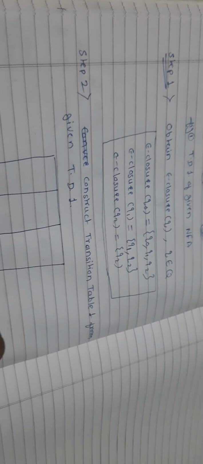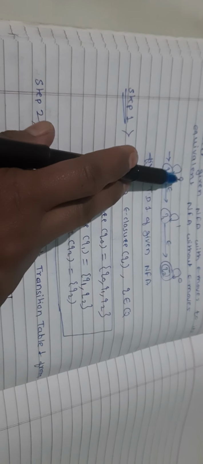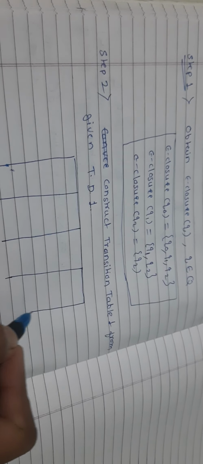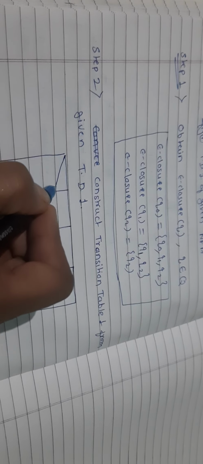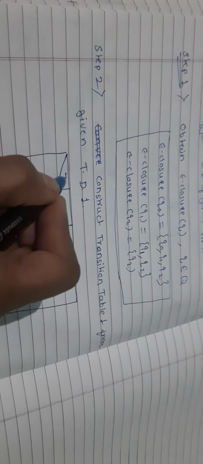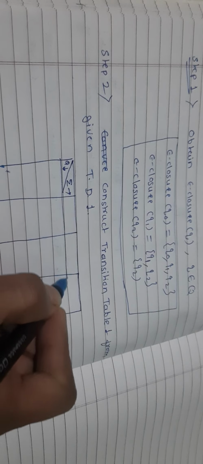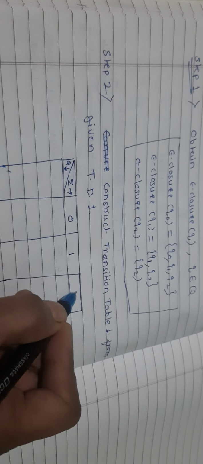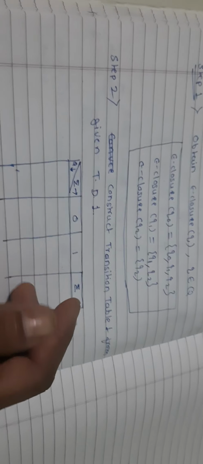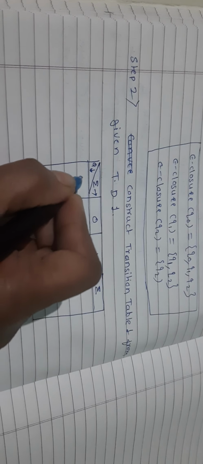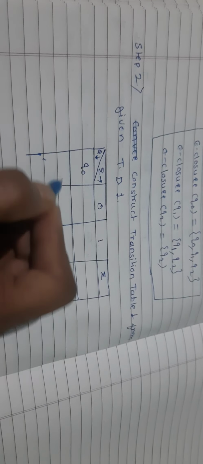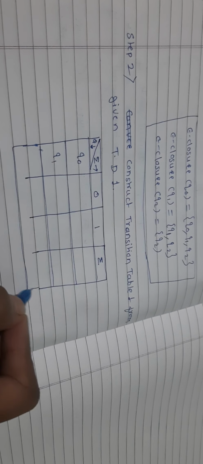Given NFA consists of two input symbols 0, 1 plus epsilon. So there will be 3 rows. This is the input part. This is the state part. Column headings are the input symbols. Row headings are the states. 0 input symbol, 1 and epsilon. It's compulsory. Then states are Q0, Q1 and Q2.